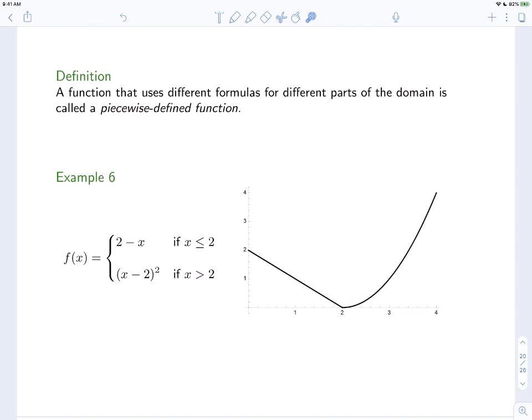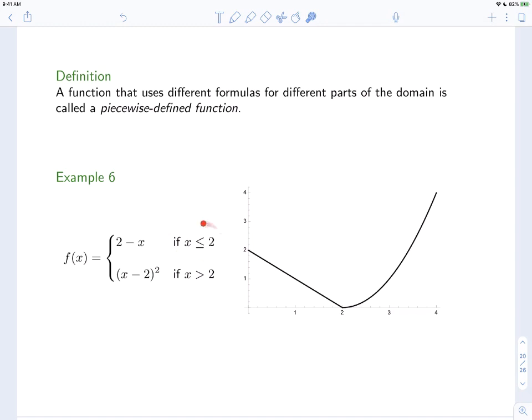So let's talk a little bit now about piecewise defined functions. A function that uses different formulas for different parts of the domain is called a piecewise defined function. The basic idea behind a piecewise defined function is that you use a different rule for different values of the input. So here is an example. f of x is equal to, well, here's the graph that you see here. Now there are two different rules that determine the output, depending on where the input is.